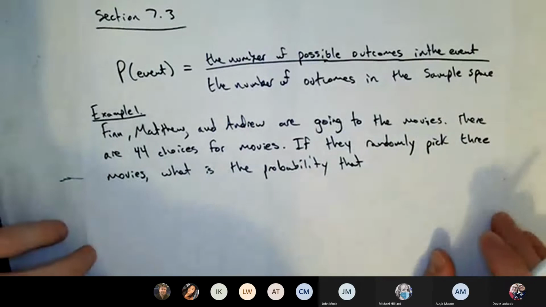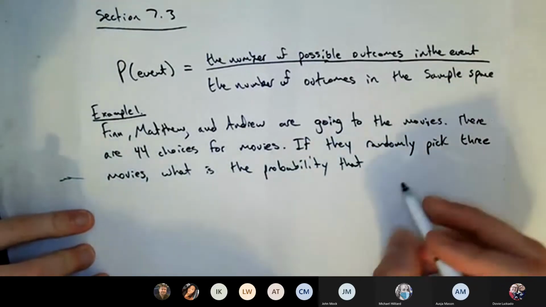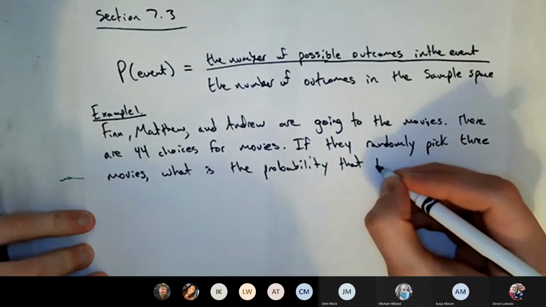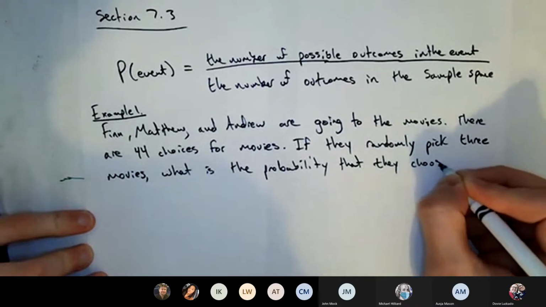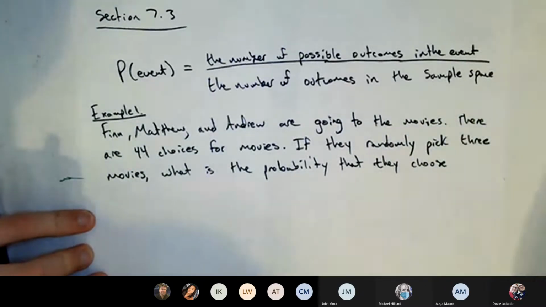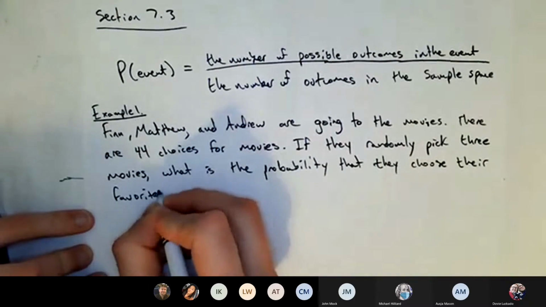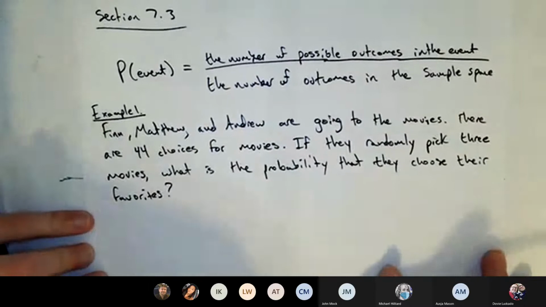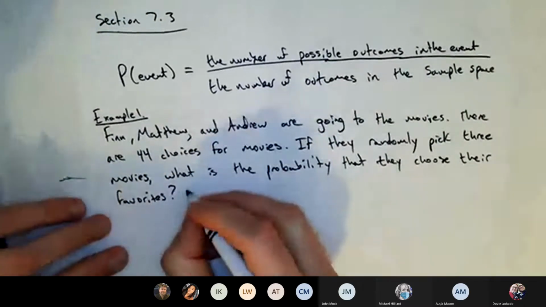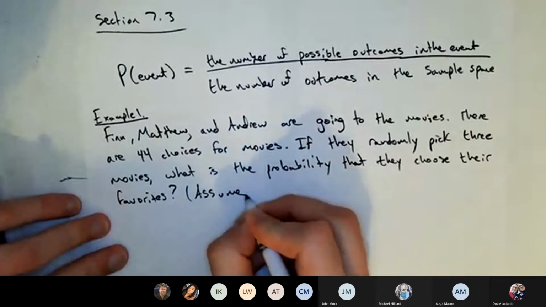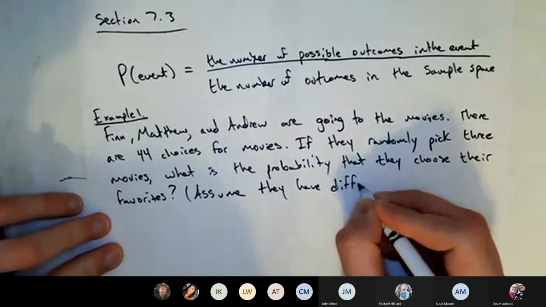All right, good. Sometimes these problems leave out little things like that, but okay, so if they randomly pick 3 movies, what is the probability that they choose their favorites? Because if they don't have distinct favorites, then we get into some complications. We need to know how many favorites they share and stuff like that. So just to make this more clean cut, assume they have different favorites.